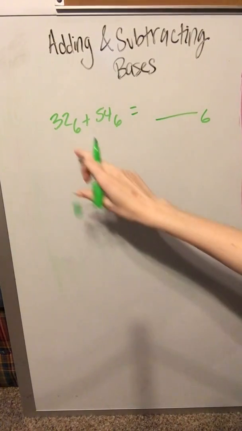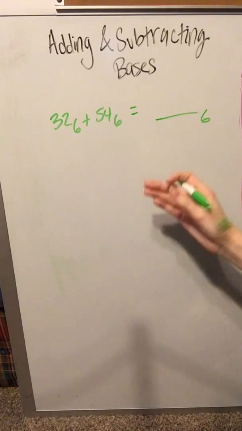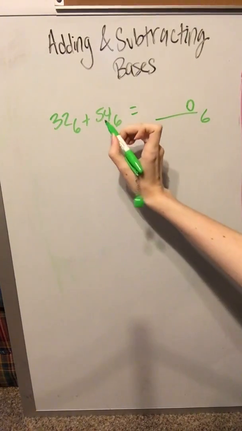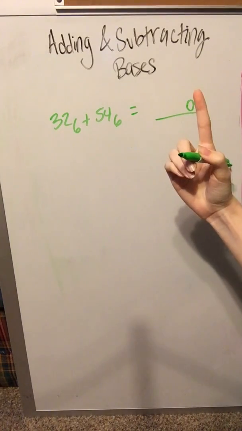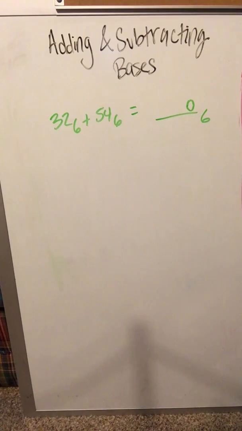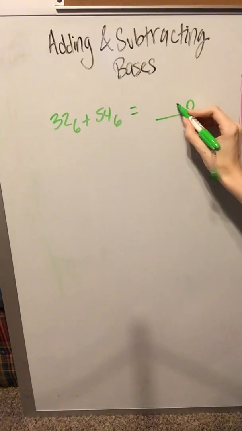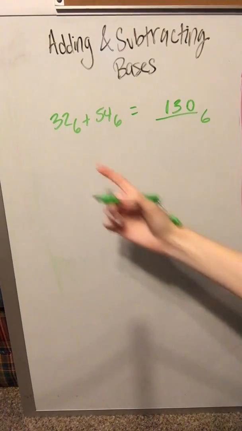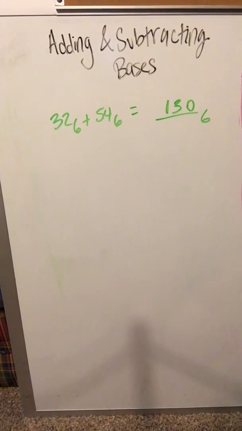So you can do 2 plus 4 is 6, but that's like if you got to 10. So you write down a 0 and you carry the 1. 3 plus 5 is 8 plus 1 is 9. That's again over 6, so you subtract 6 from it. So you get 3, you carry 1, and since there was nothing left to add, you write down the 1. You get 130 base 6.